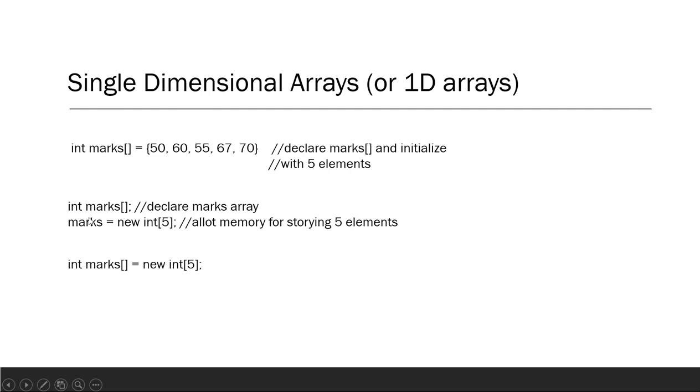These two statements also can be combined like this. So int marks equal to new int and then provide the number of elements, or the size of the array. This is how we can create a single dimension array. Here we are creating the array and then providing the values also, but here we are just creating it and initializing the size of the array. So let us see how to do the program using this.